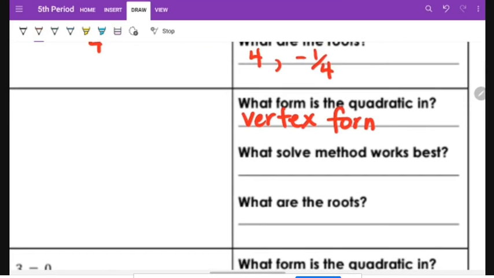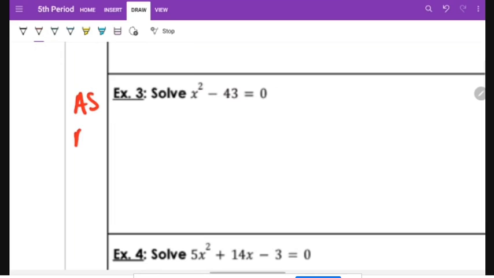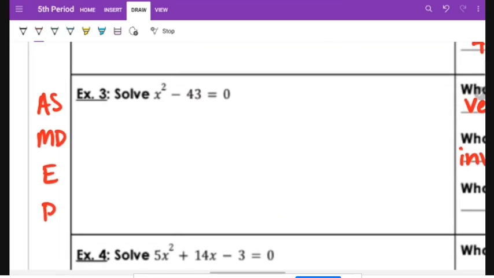Vertex form, which means we're going to solve it using, Cole, what do we solve using? Inverse operation. You got it. Inverse operations. So that's PEMDAS backward. AS, MD, E, P. First, we start by undoing addition or subtraction. All we have to do here is add 43 to both sides. Then we try to undo multiplication or division, but we don't have any of that. So we don't have to do that step.